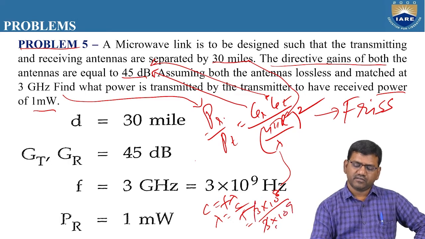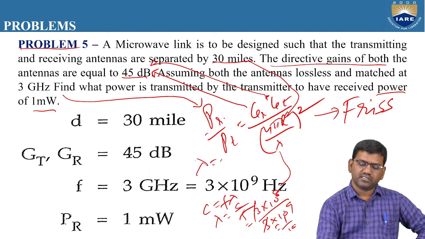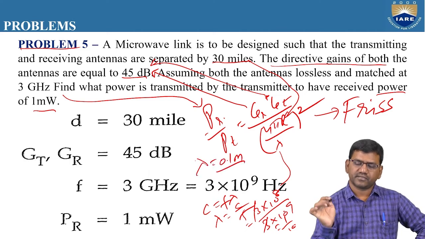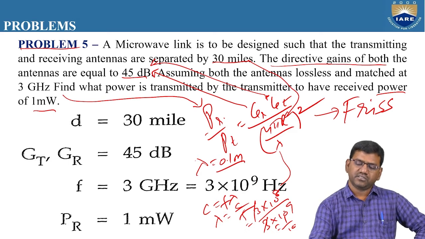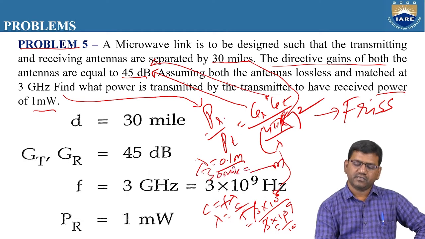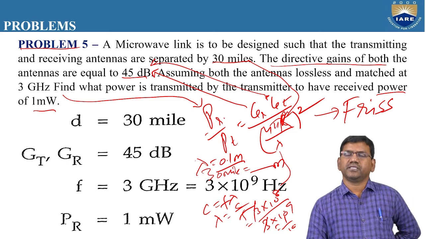If the 3 gets cancelled, we get 1 by 10, so 1 by 10 is equal to 0.1. So the value of lambda is equal to 0.1 meters. Hence you convert this R value, that is 30 miles, into meters.